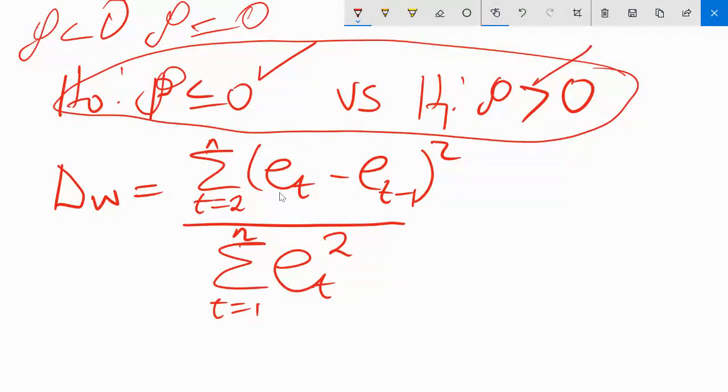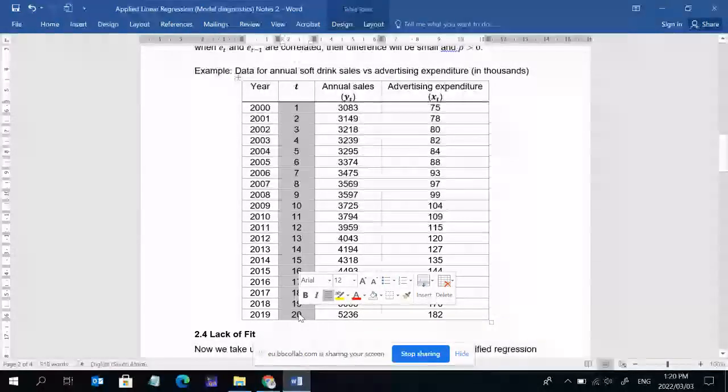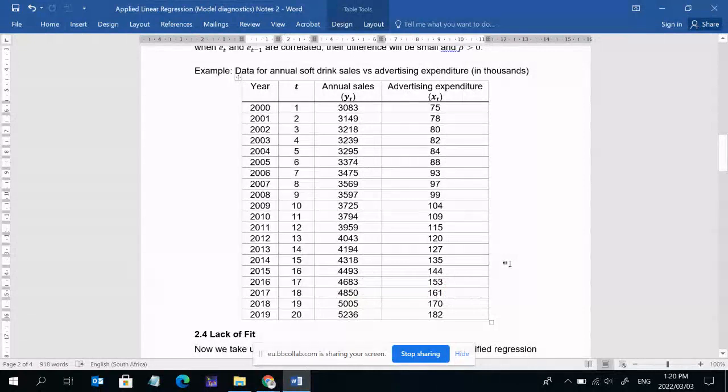This is the null and the alternative. This is the formula for the test statistic. And we have to get the value from the table. To get the value from the table, we need the sample size and the level of significance. So we go to the problem. Our sample size is 20, as you can see. The t is ranging from 1 to 20. If the level of significance is not given, we always go with 5%. In this case, we are not given, which means we are going for 5%.